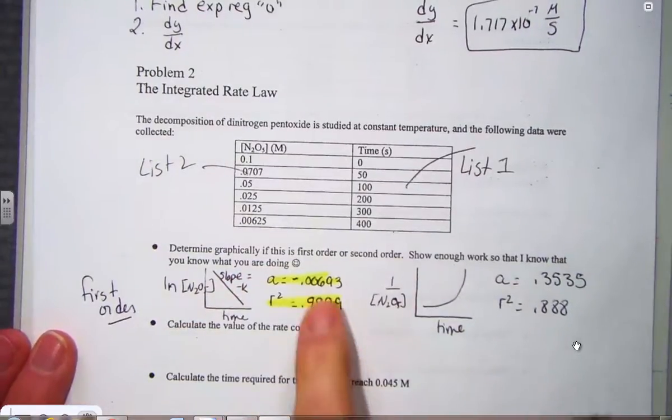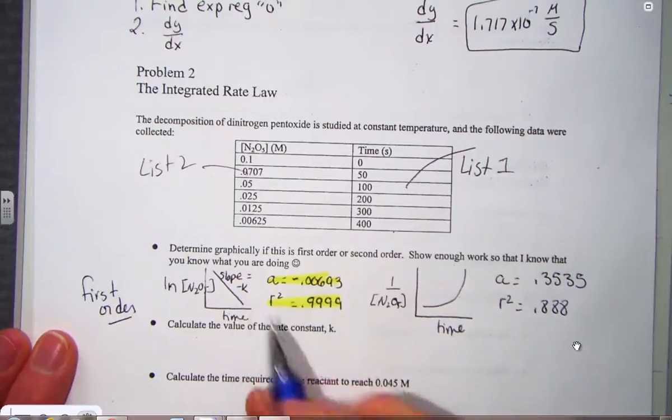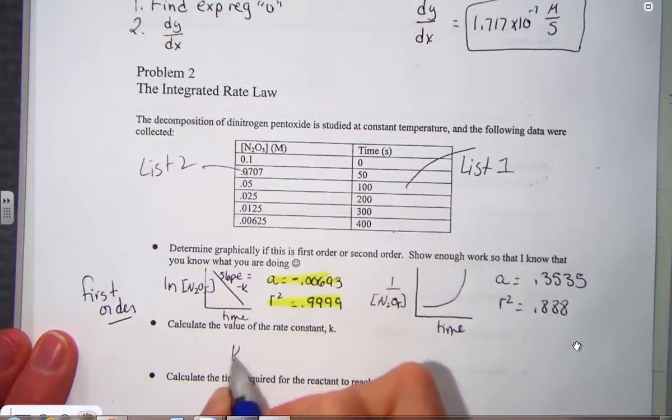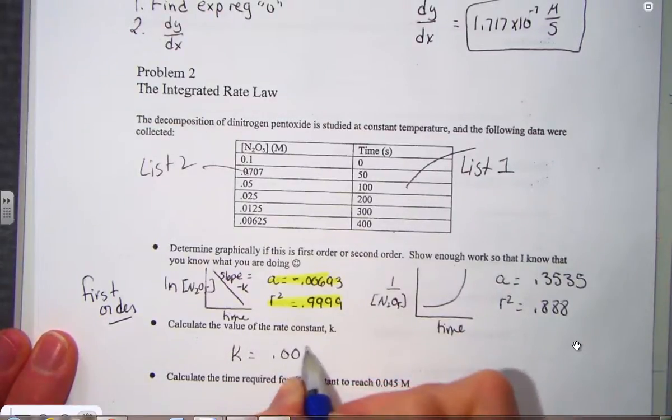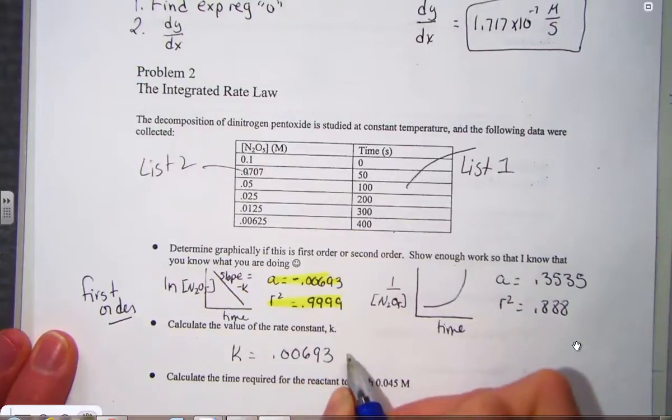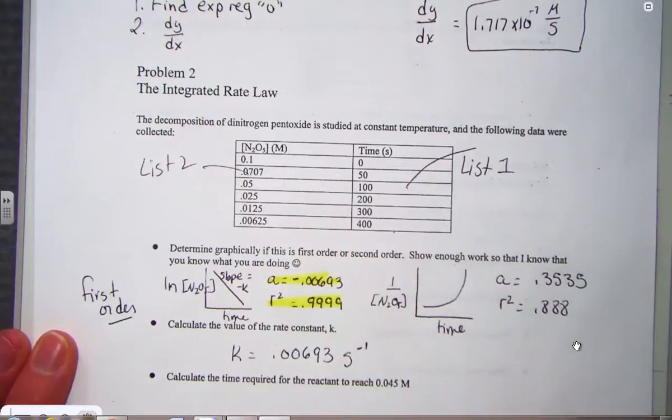The k constant we recorded. The k is the opposite sign of the slope. So k equals 0.00693. It's a first order, so 1 minus the overall order drops out molarity, and we're just left with a per second.